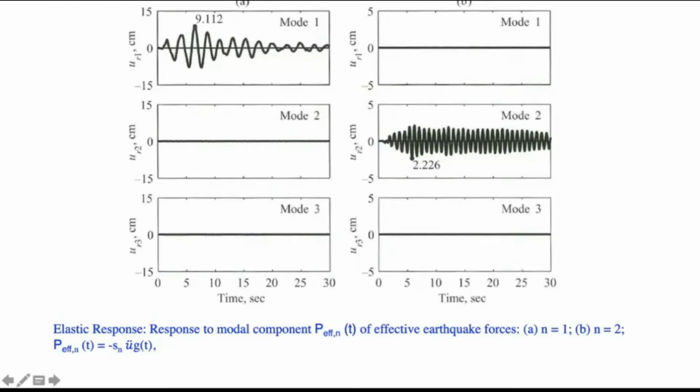This is from the past lecture, the response of an elastic system. This one you see is the response of the system for mode 1, and you can see that the other modes are not contributing anything to the displacement when the structure is responding in mode 1. The same is here: the structure is responding in mode 2, and you can see that the other modes are not contributing anything.